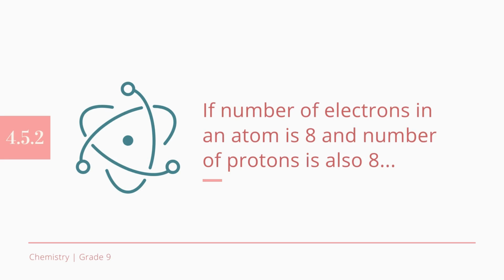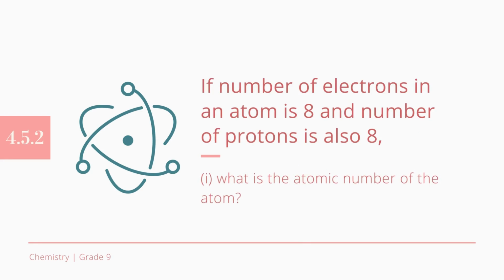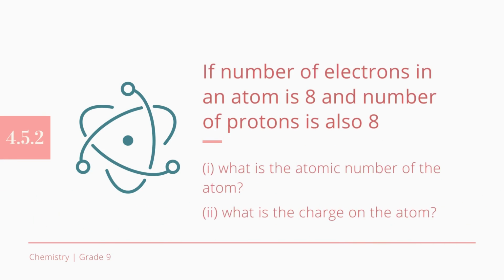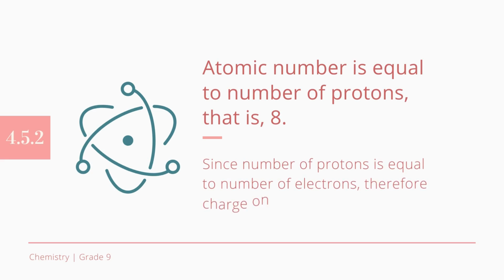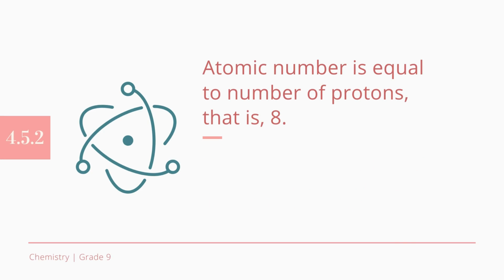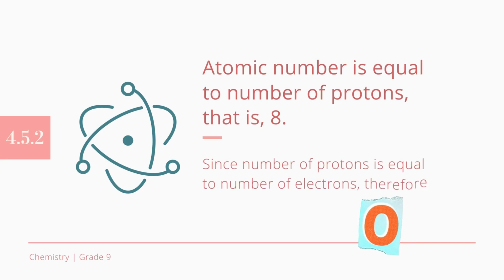Let's try this. If the number of electrons in an atom is 8 and the number of protons is also 8, then what is the atomic number of the atom and what is the charge on the atom? Since the number of protons is equal to the number of electrons, that is 8, therefore the charge on the atom is 0.